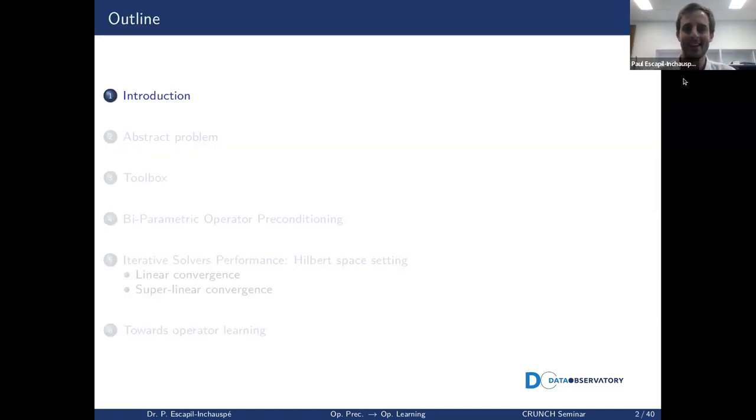So let's get to the outline of this talk. I start with a short introduction and define the abstract problem, some toolbox, some theoretical tools, so we can lay out the bi-parametric operator preconditioning theory. Then we'll get to iterative solvers, and as a conclusion, we'll see how we can get to operator learning and why all this theory is very well suited to get towards operator learning.